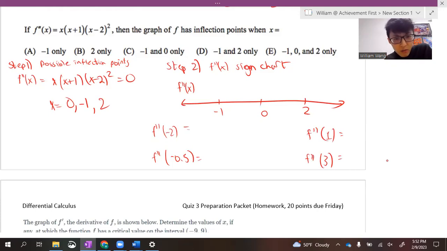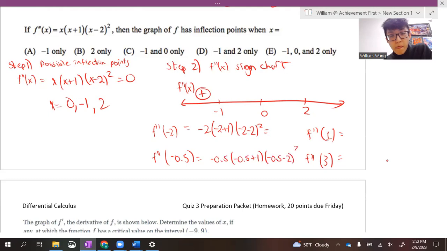All right, let's try to plug all these in. So when I plug in negative 2, I'm going to get, let's see, negative 2 times negative 2 plus 1 times negative 2 minus 2 squared. I'm going to do these mentally, but you can always obviously use a calculator for this. So for me, that's negative, negative, positive. So this should be positive. All right. F double prime of negative 0.5. To me, that's negative, positive, positive. So this should be negative.